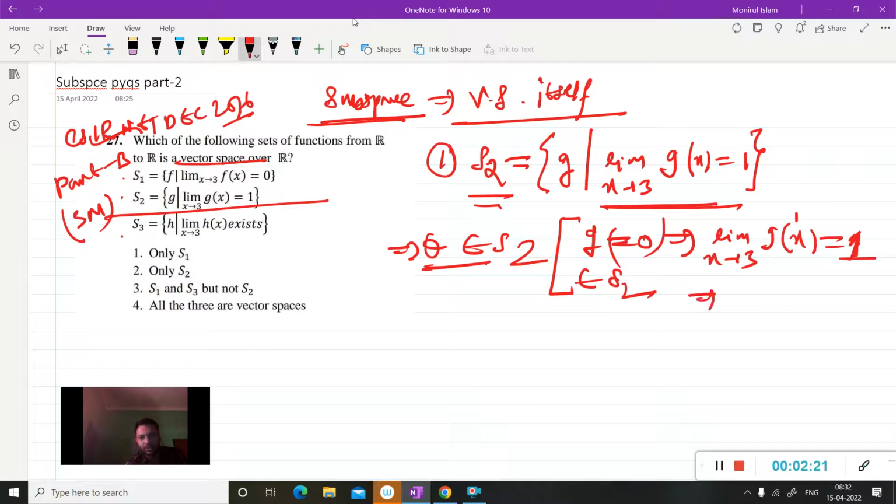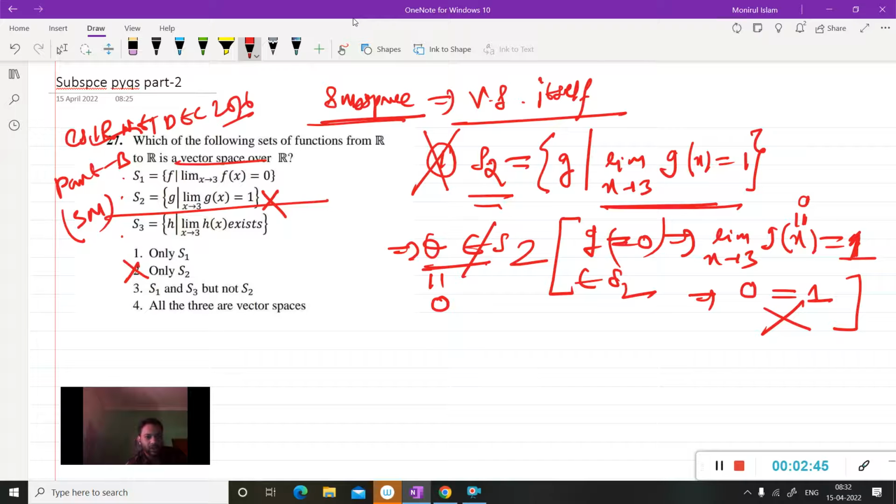But g(x) is 0, so the limit will be 0. So 0 equals 1, which gives a contradiction. It is not possible. So we can say the zero function does not belong to S2. Since the zero function does not belong to the set, it is not a vector space. So S2 is not a vector space.